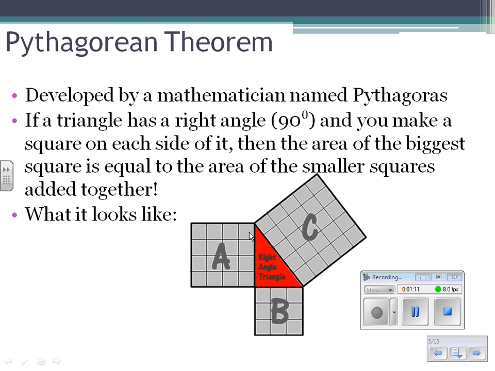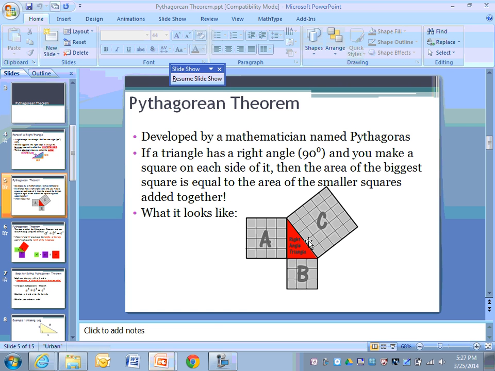So if I take the length of the legs and square them, then I have a squared and b squared, and that is equal to the value of c squared. If I put all these squares plus all these squares together, I would have this many squares. Let me show you another visual of that.